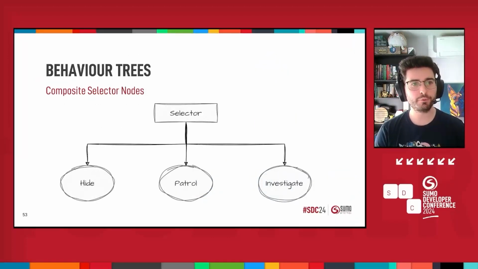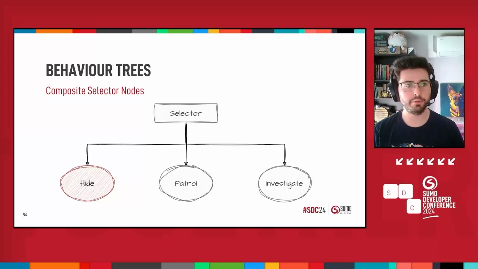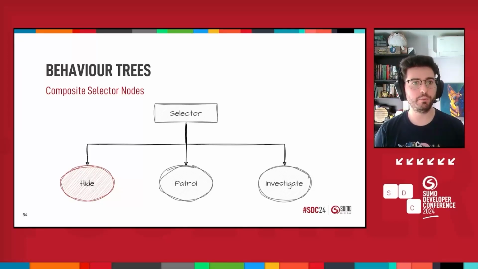So the first one is the selector node. The selector node will select a node. It will execute until it finds a child node that returns success. In this case, we have an example with three nodes: hide, patrol, and investigate. We run through the hide node, it fails. So we'll try to run the next child from left to right. It will run the patrol, and it succeeded.